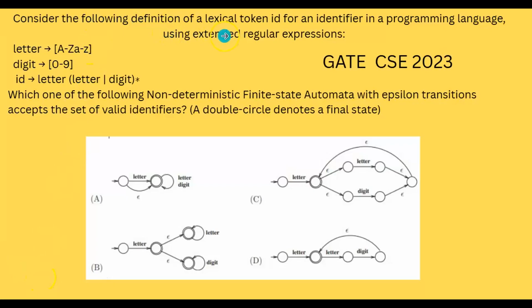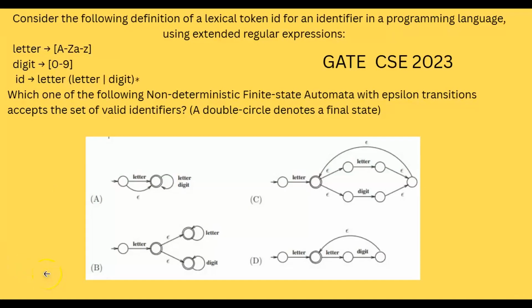Consider the following definition of lexical token ID for an identifier in a programming language using extended regular expressions. Letter can have any character from capital A to capital Z or small a to small z. A digit can have 0 to 9, and ID should have a letter as the first one, followed by 0 or more occurrences of letter or digit. Which one of the following non-deterministic finite state automata with epsilon transitions accepts a set of valid identifiers?